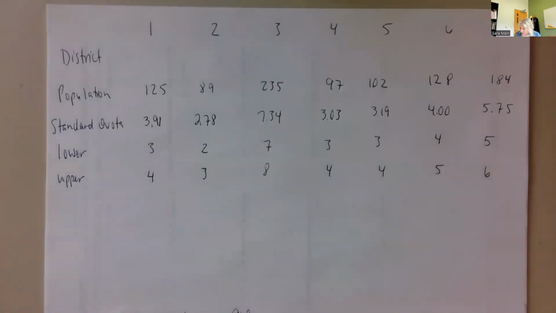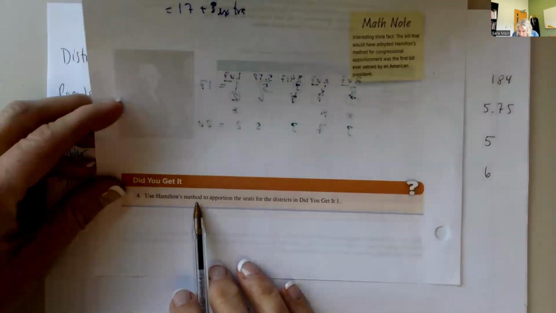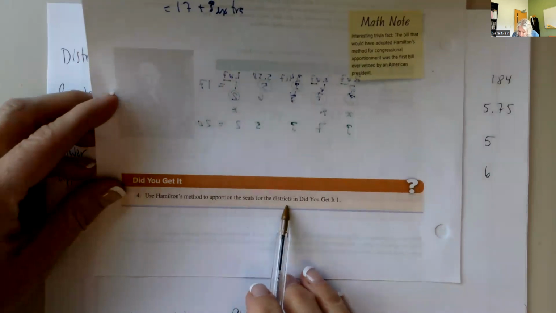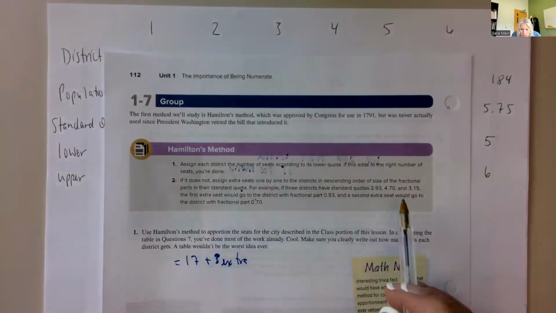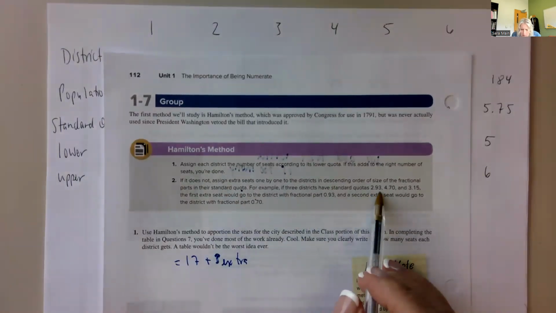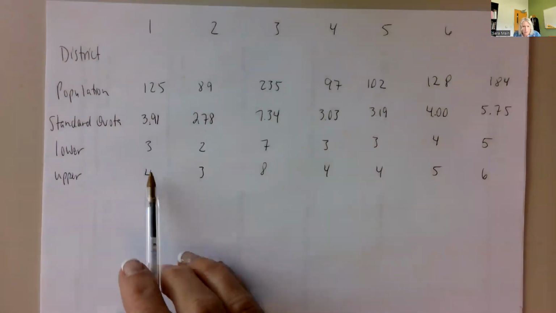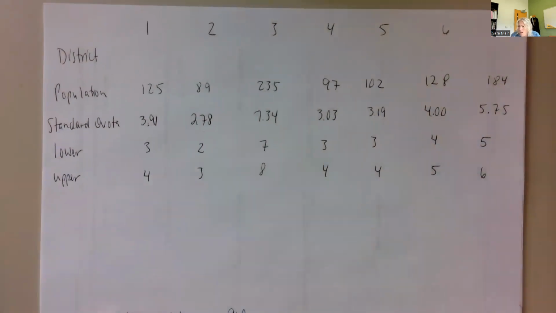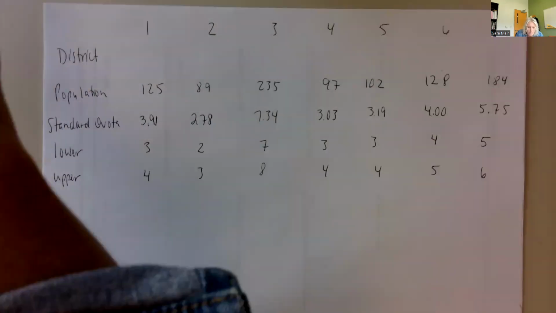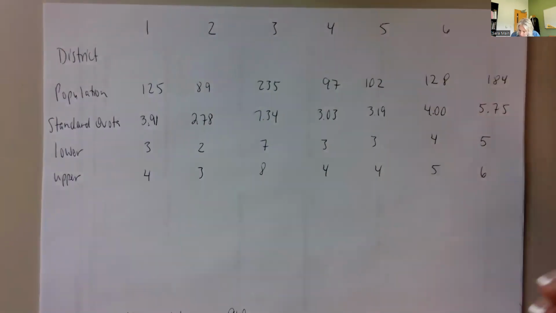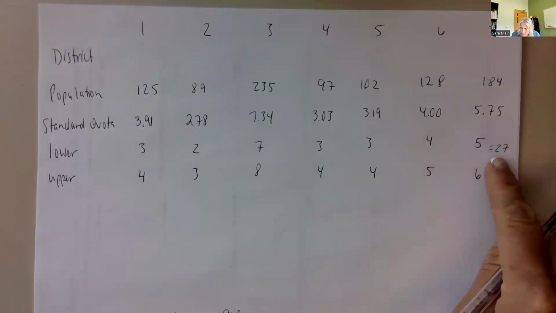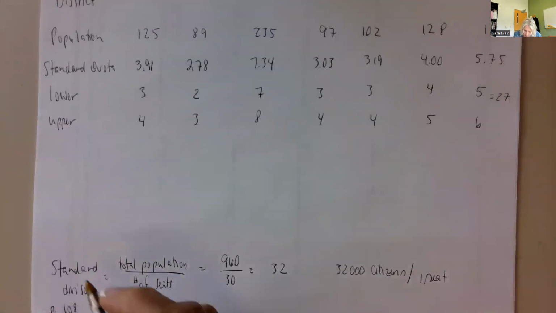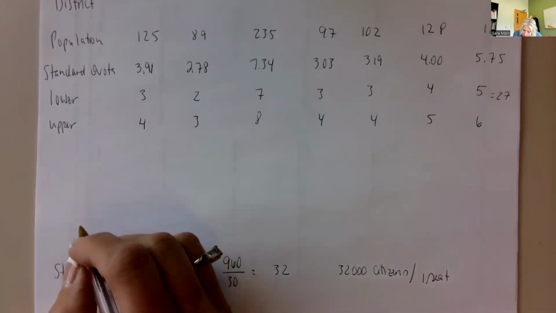Now, Did You Get It 4 says use Hamilton's method to apportion the seats for the districts. Remembering that Hamilton's method goes by the decimal part, we're first going to add the lowers. The lowers are 3 plus 2 plus 7 plus 3 plus 3 plus 4 plus 5. They add up to 27. Because we have 30 seats, we have 3 extras to give out.